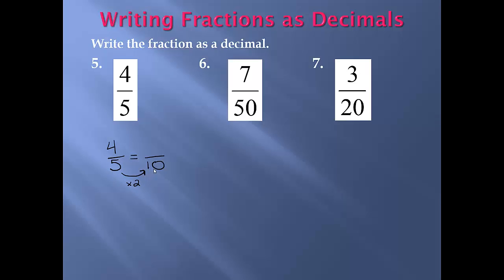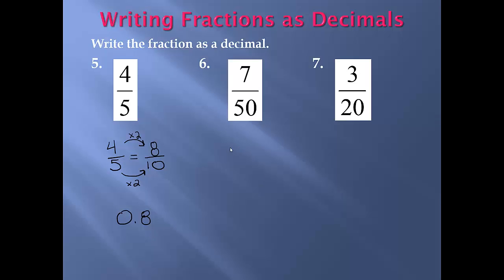If we multiply the denominator by 2, we would also need to multiply the numerator by 2 to keep it equivalent. And 4 times 2 is 8. So 4/5 is equal to 8/10. We can write 8/10 as a decimal because we know that 0.8 is 8/10. So 4/5 is equal to 0.8 or 8/10.